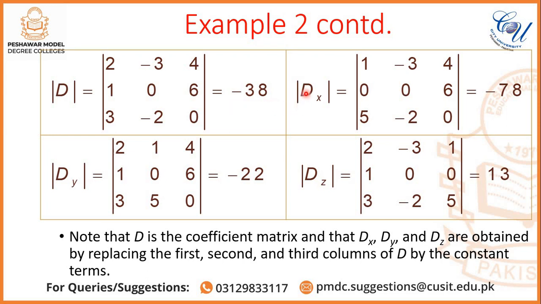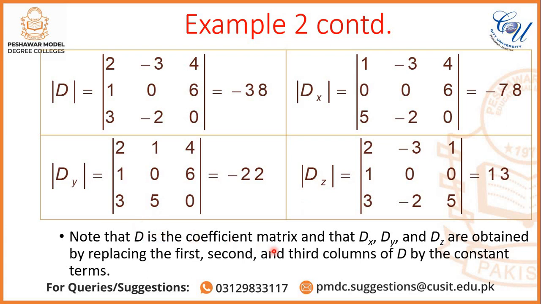Similarly, we have written the D for x determinant, in which we have replaced the coefficients of the x variable with constants like this, and upon taking the determinant we got minus 78. Then D for y determinant is equal to this determinant, in which we have replaced the coefficients of the y variable with constants, and we got minus 22 upon simplification. And D for z determinant is equal to this determinant. In this determinant we have replaced the coefficients of the z variable with constants, and the determinant is equal to 13.